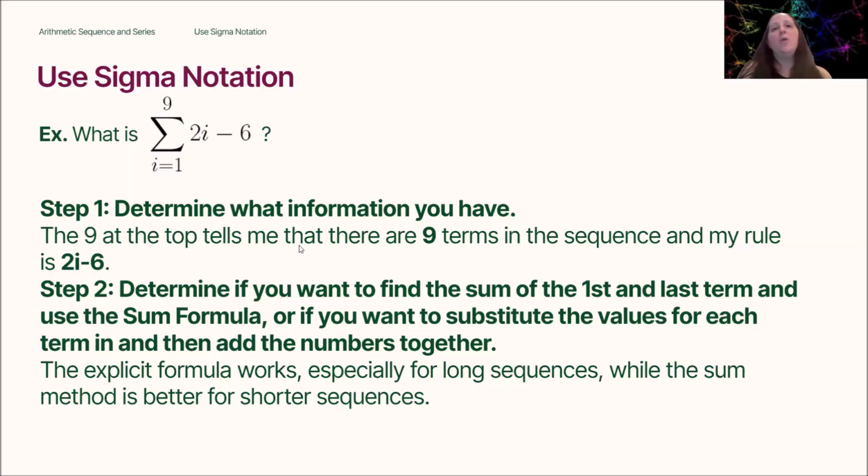Okay, so I determine if I want to find the sum of the first and last term and use the sum formula, or if I want to substitute the values for each term in and then add the numbers together. Okay. The sum formula works especially well for long sequences, while plugging in terms is better for shorter sequences. So if it was 1 to 3 or 4 numbers, I probably would just plug in the terms and add the numbers together. Okay. If it's anything larger than that, in this case, 9 terms, I would prefer to use the sum formula just because it makes my life a little bit easier and I'm not doing as much work in the long run.